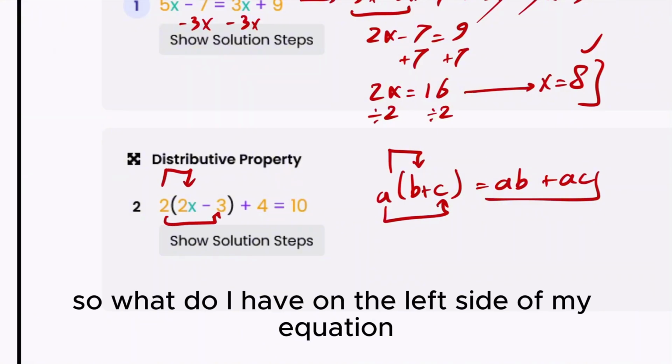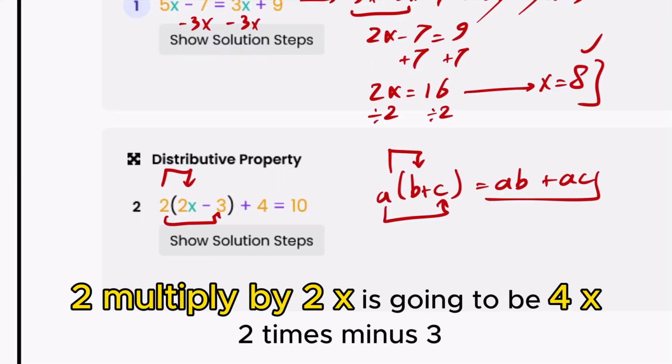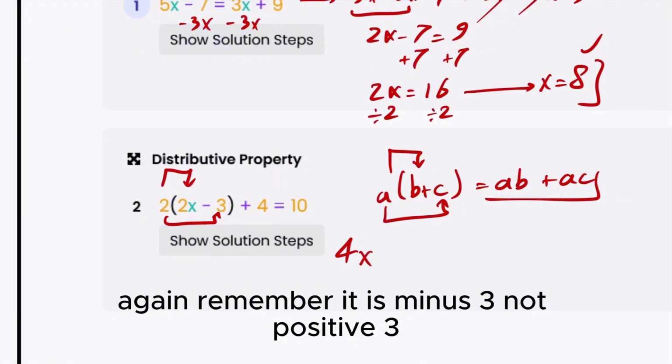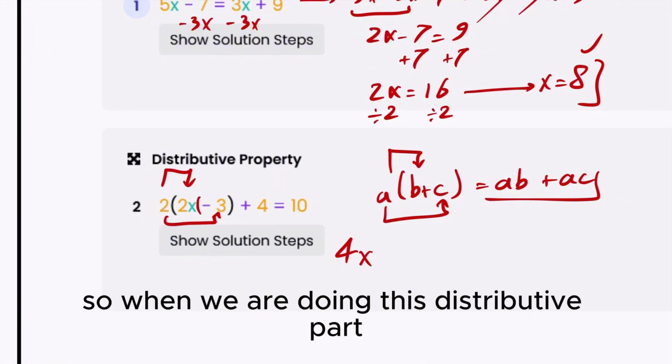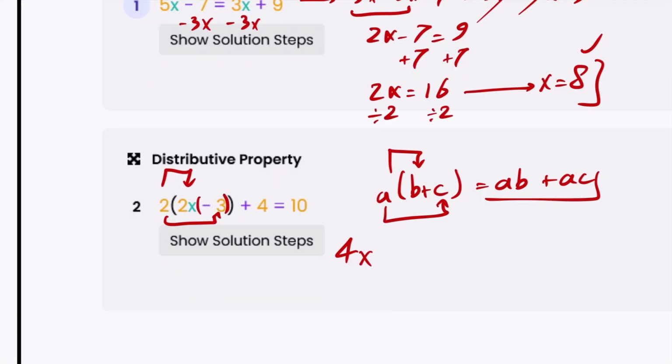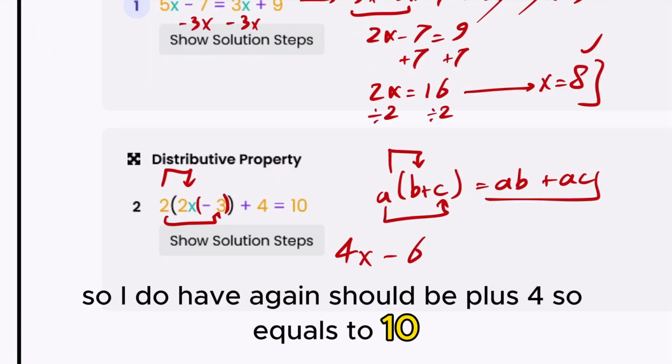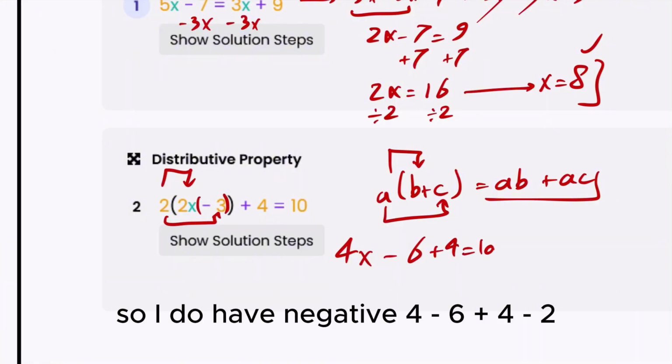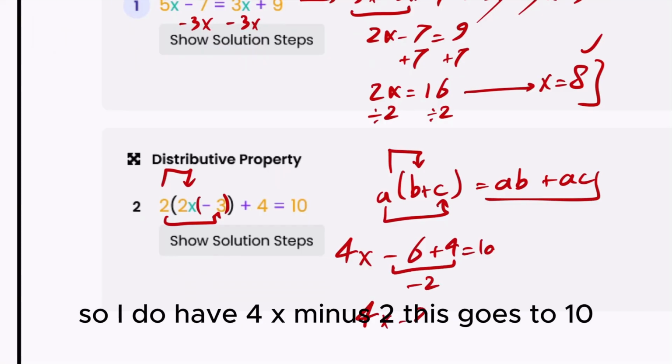So what do I have on the left side of my equation? 2 multiplied by 2x is going to be 4x. 2 times minus 3, again, remember, it is minus 3, not positive 3. So when we are doing this distributive part, we have to keep the whole thing. 2 times minus 3 is going to be negative 6. So I do have, again, should be plus 4, equal to 10. So I do have negative 6 plus 4, negative 2. So I do have 4x minus 2 is equal to 10.